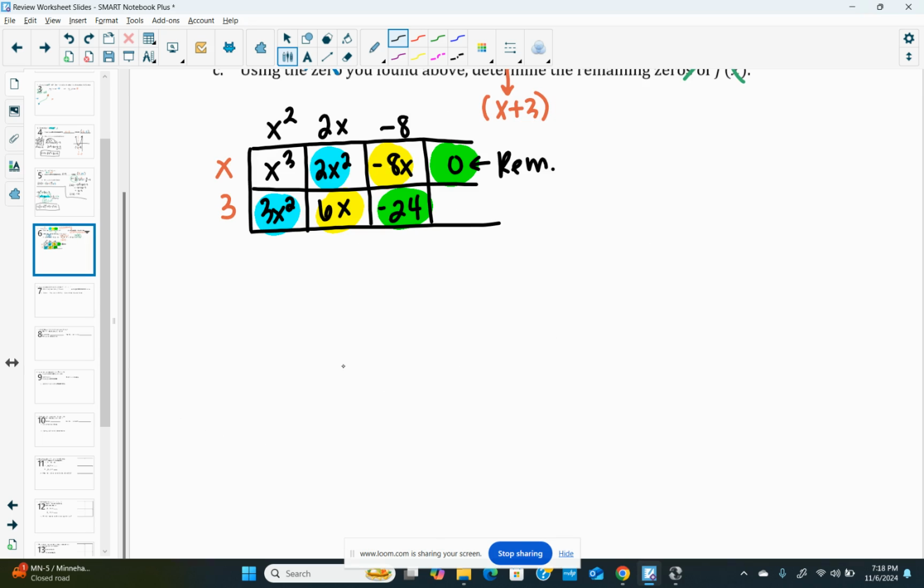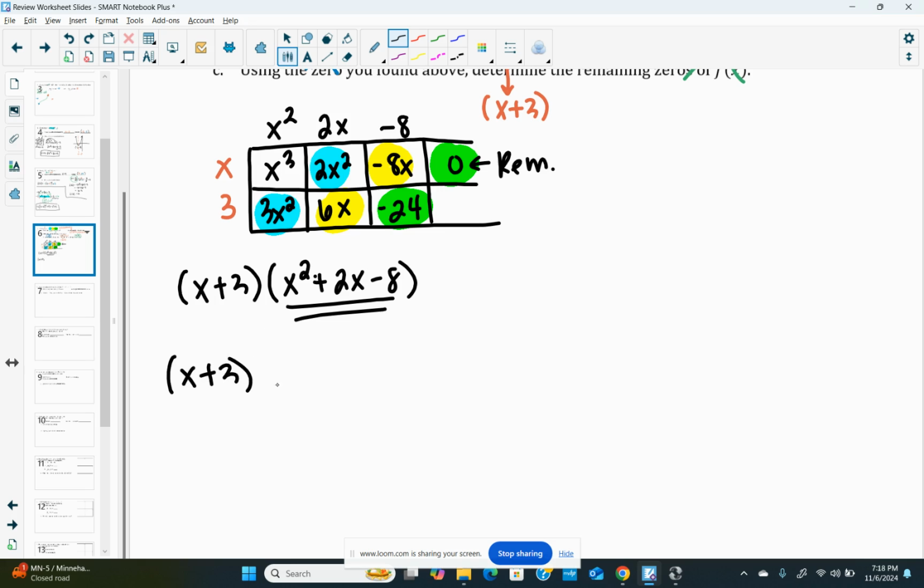So now we have our polynomial down to x plus 3 times x squared plus 2x minus 8. So now you want to factor this. And the a value, or the first number, is 1. So we just need to find the factors of negative 8 that add to 2. And so that's 4 and negative 2. So positive 4 times negative 2 gives us that negative 8. And our middle terms would be 4x and negative 2x, which would give us 2x.